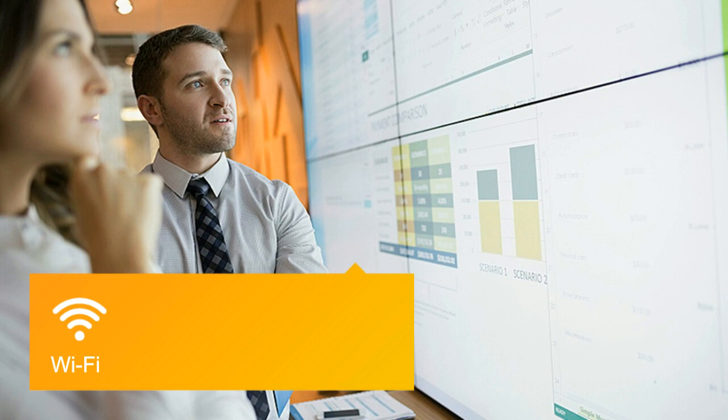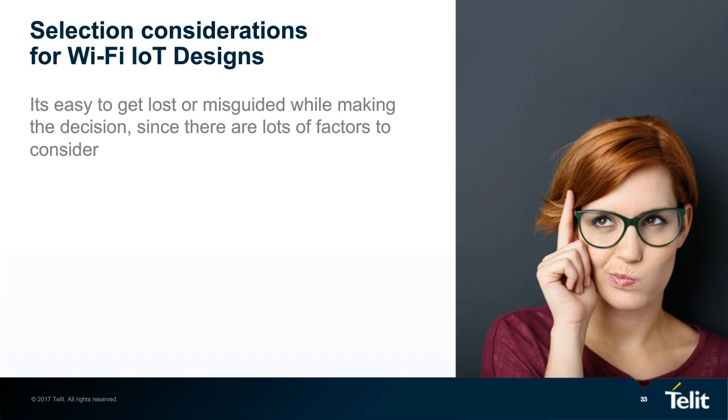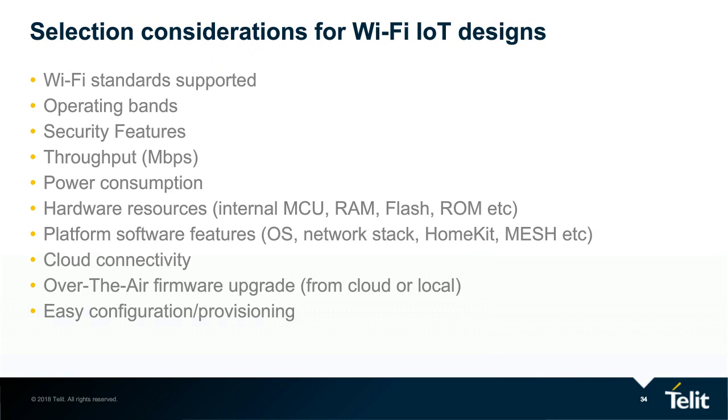As said, it's very easy to get lost or misguided while making these decisions, since there are a lot of subtle factors to consider which decide the success of the product. If you don't get it right, the product will suffer in the field, for obvious reasons. As I said earlier, the list is huge, but please make sure all these are vetted before nailing down the solution provider. So let's start with the Wi-Fi standard supported, like BGN versus ABGN versus ABGN AC.